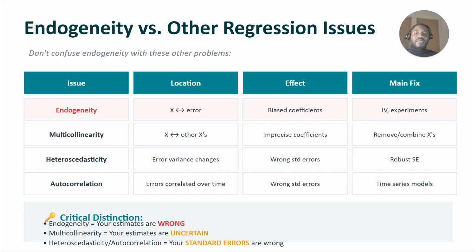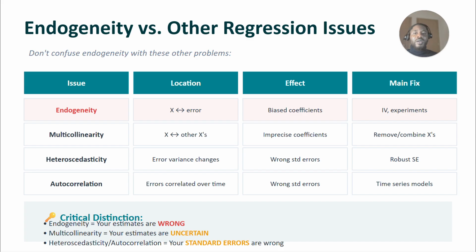Heteroscedasticity. The problem is that your error variance changes across different values. The effect is that your standard errors are wrong, not your coefficient. To fix this, use robust standard errors, which we're going to cover in a subsequent class.